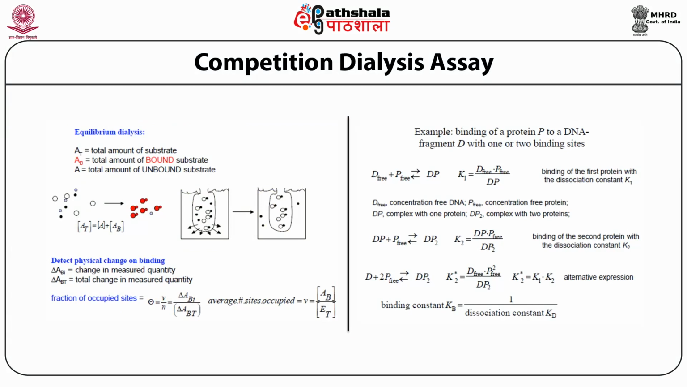Here we simply put the DNA molecule in the dialysis bag and keep it in the different types of ligand. So AT is the total amount of substrate, AB is the amount of bound substrate, and A is the amount of unbound substrate. So A total equals A bound plus A unbound. It is used to detect physical changes in the binding, delta H, that is the change in the measured quantity, and delta ST is the total change in the measured quantity. So the fraction of sites is given in a proper equation, and the whole equation is derived from protein P binding to a DNA fragment, and by using the whole equation we can estimate the binding constant or dissociation constant of any DNA ligand interaction.